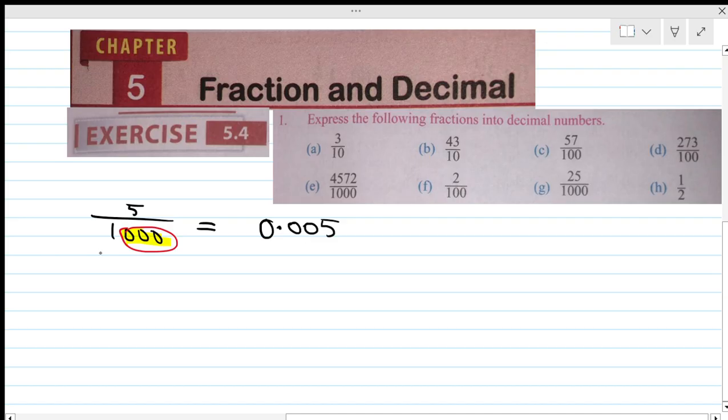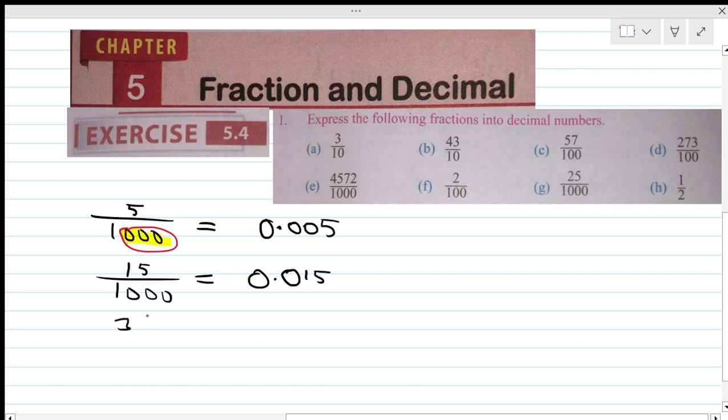Suppose it was 15 by 1000. There are 3 zeros, so after the decimal you have to maintain 3 digits. 15 is already there, so we keep 15. To make 3 digits after the decimal, you take help of a 0 in front, and then you keep the point. So it became 0.015. So it's 15 by 1000.